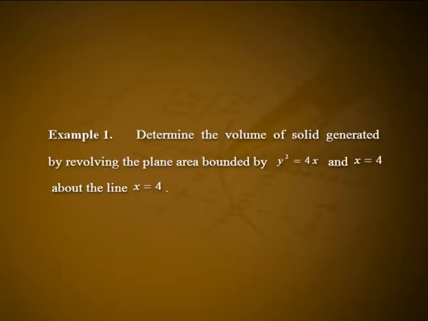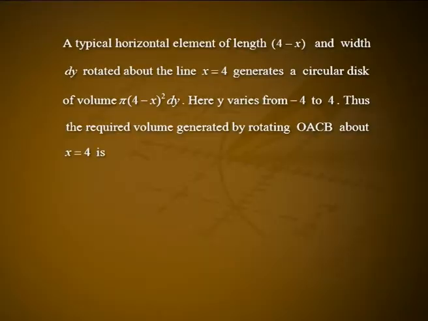Example 1. Determine the volume of solid generated by revolving the plane area bounded by y² = 4x and x = 4 about the line x = 4. Solution. OACB is the plane region bounded by y² = 4x and x = 4. A typical horizontal element of length 4 − x and width dy rotated about the line x = 4 generates a circular disk of volume π(4 − x)² dy. Here y varies from −4 to 4.